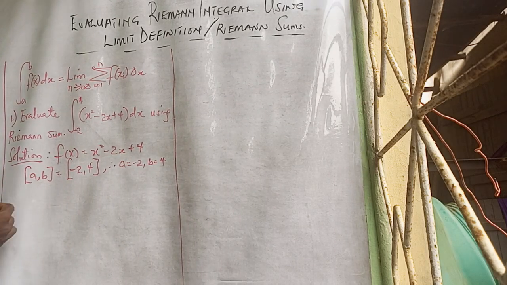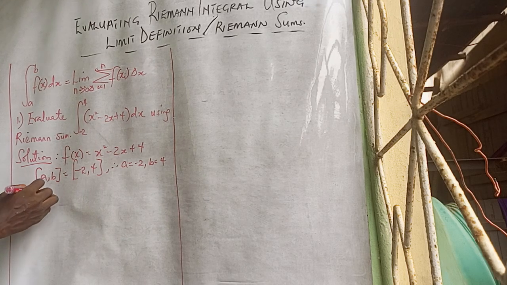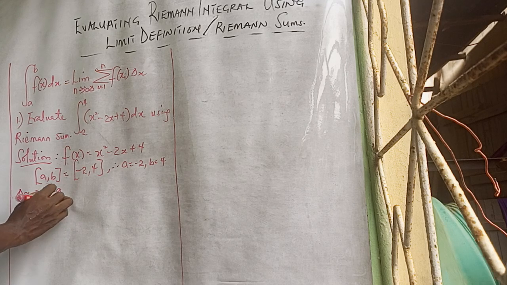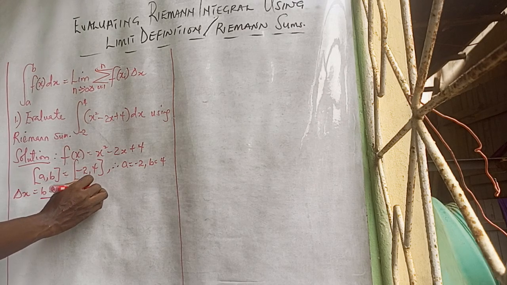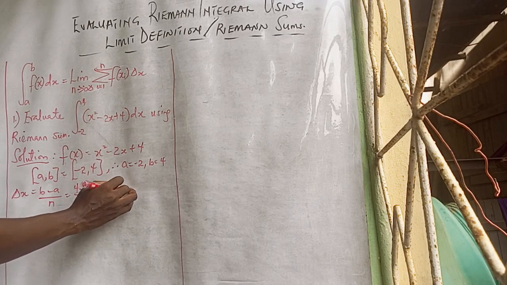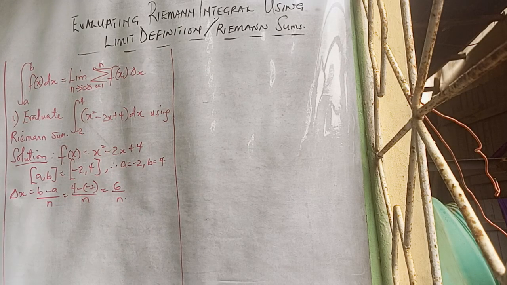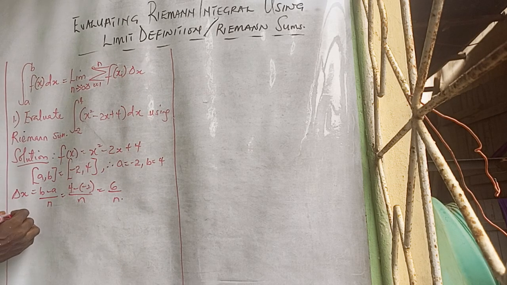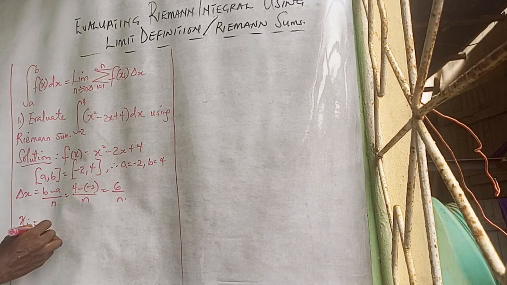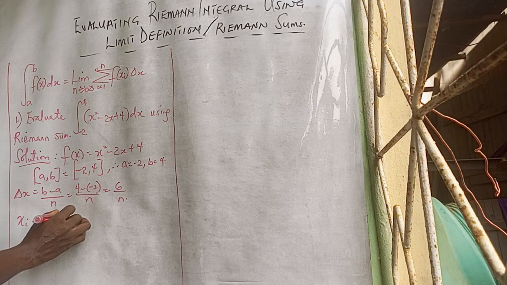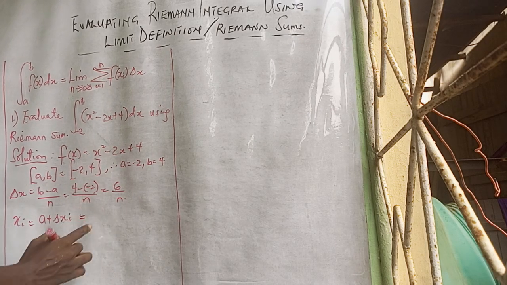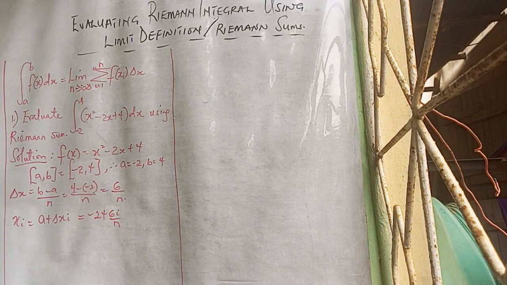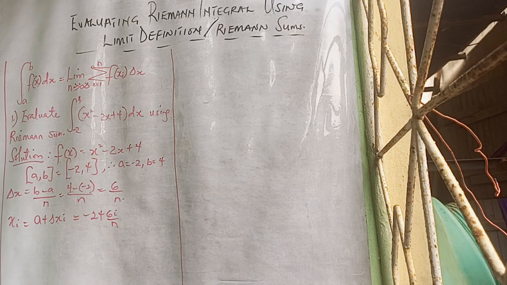Immediately from there, we can get our delta x. Recall from previous videos that our delta x is what? b minus a over n, and that is 4 minus minus 2 over n, that is 6 over n. If delta x is 6 over n, you will also recall from previous video that our x sub i will be what? a plus i delta x. And this is what? Minus 2 plus 6i over n. That is our x sub i.